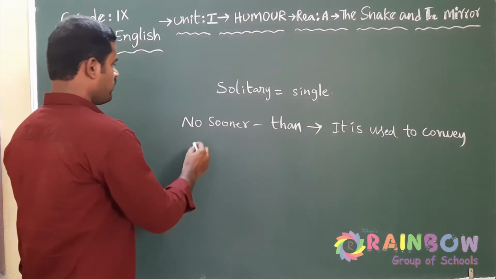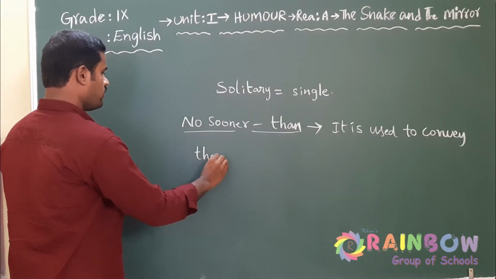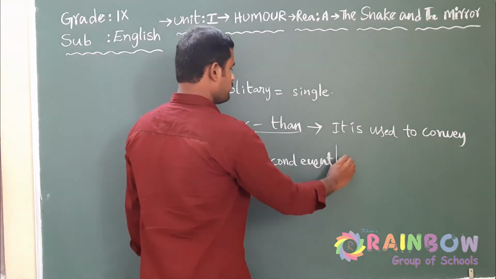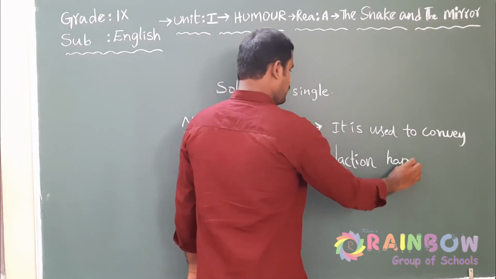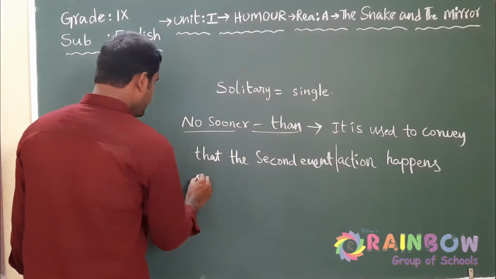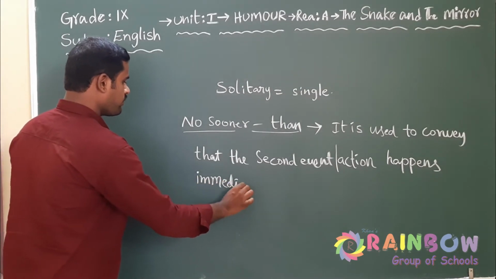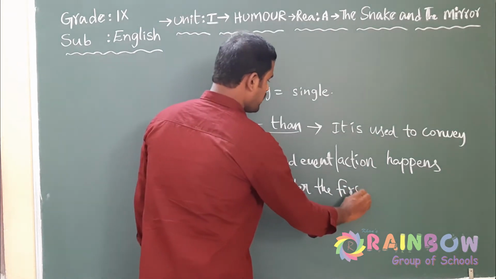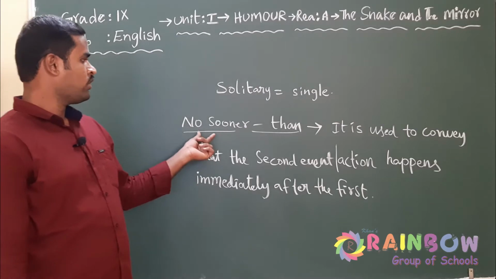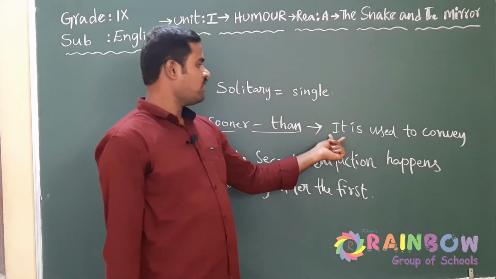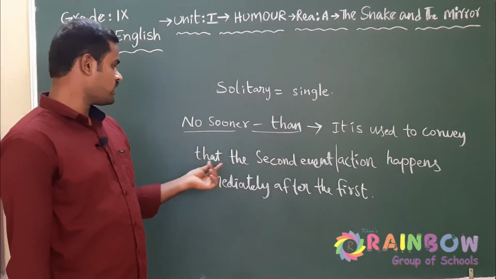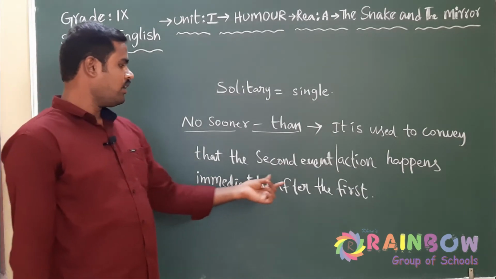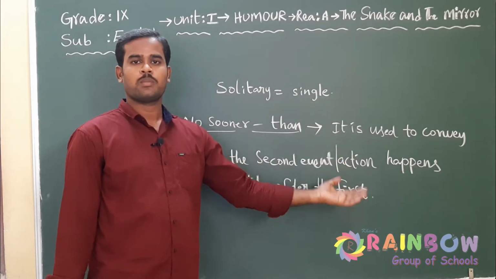that the second event or action happens immediately after the first. Now observe carefully the written definition on the board. No sooner than meaning or definition. No sooner than is used to convey, is used to express that the second event or the second action happens immediately after the first. It means after the first event or first action.